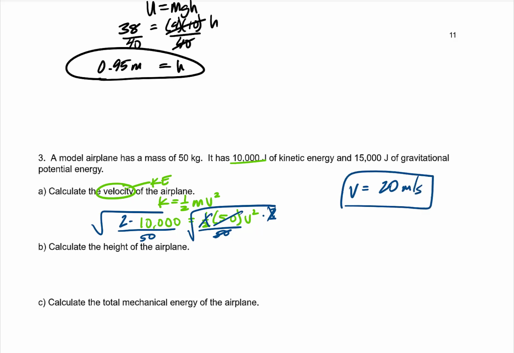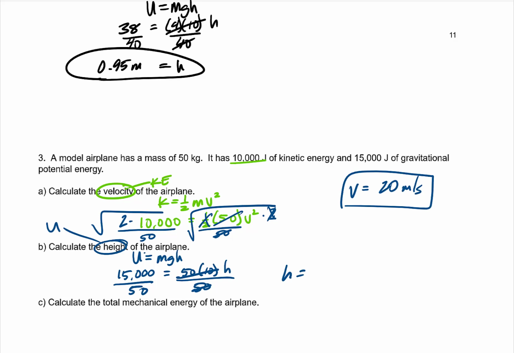If I want the height of the airplane, height has to do with potential energy. Potential energy is mgh. So 15,000 joules is equal to the mass, 50, times 10 times the height. We'll divide both sides by 50 times 10. When we do that, we see that the height comes out to be 300 meters.